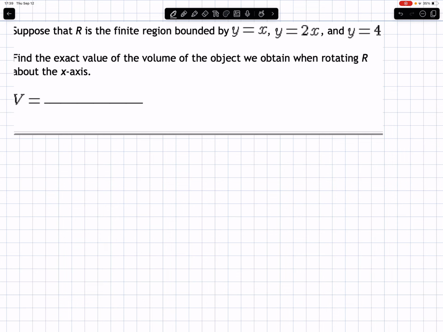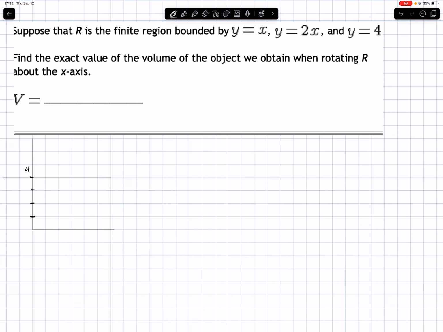All right, in this example, we're going to be looking at the region R. It's a finite region bounded by y equals x, y equals 2x, and y equals 4. So we can go ahead and do a sketch and see what we're looking at. Let's put in y equals 4 first, our horizontal line. That's going to be our cap.